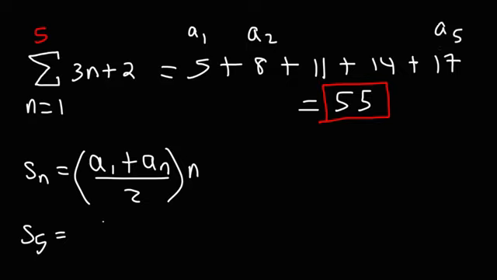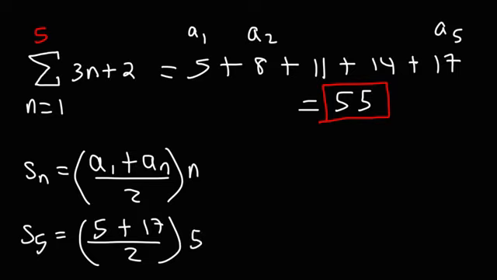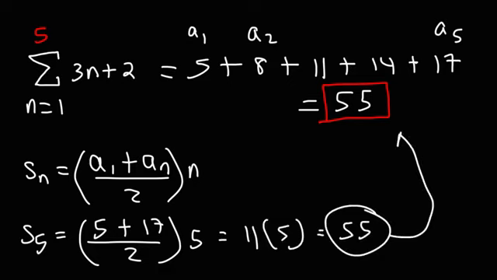So the value of the first term is 5. The value of the last term is 17. And the number of terms, there's 5 terms in that sequence. So 5 plus 17, that's 22. 22 divided by 2 is 11. So 11 is the average of the first and the last term. So we just got to take the average and then multiply by 5. And we're going to get the sum of the sequence, which is 55.